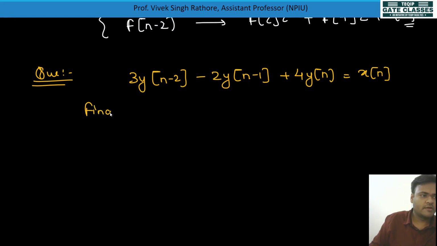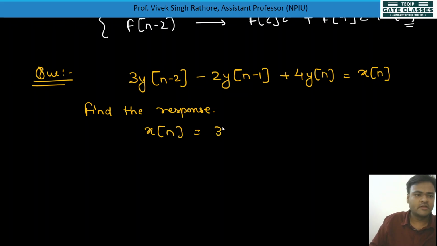You need to find the response of this system. Okay, you need to find the response of this system, and the input has been given in the question. Input is given as 3 to the power n, u of n, and some initial conditions are also given, like suppose y of minus 2 is equal to 3.